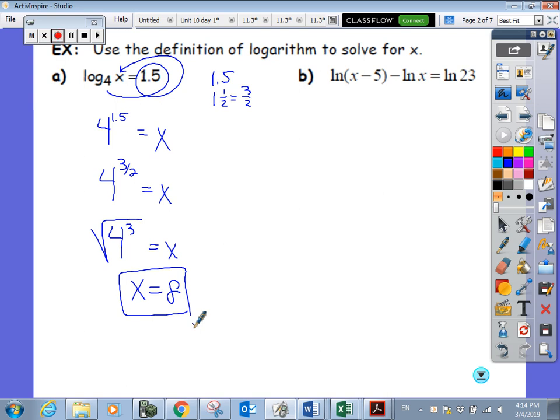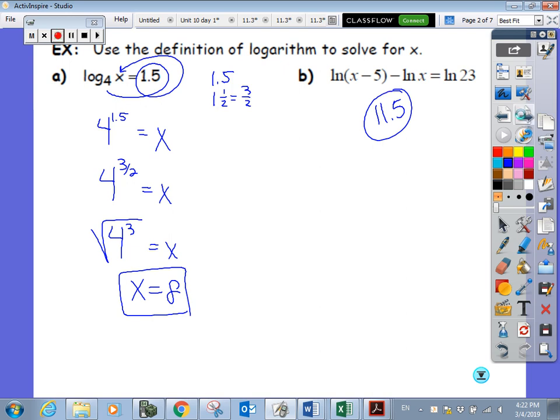All right, here we have the natural log of x minus 5 minus the natural log of x equals the natural log of 23. So letter B, there's a few examples on these notes that we need to wait and do with 11.5. These laws just aren't on this lesson, they're on the next lesson. So we're going to do that one tomorrow with 11.5.